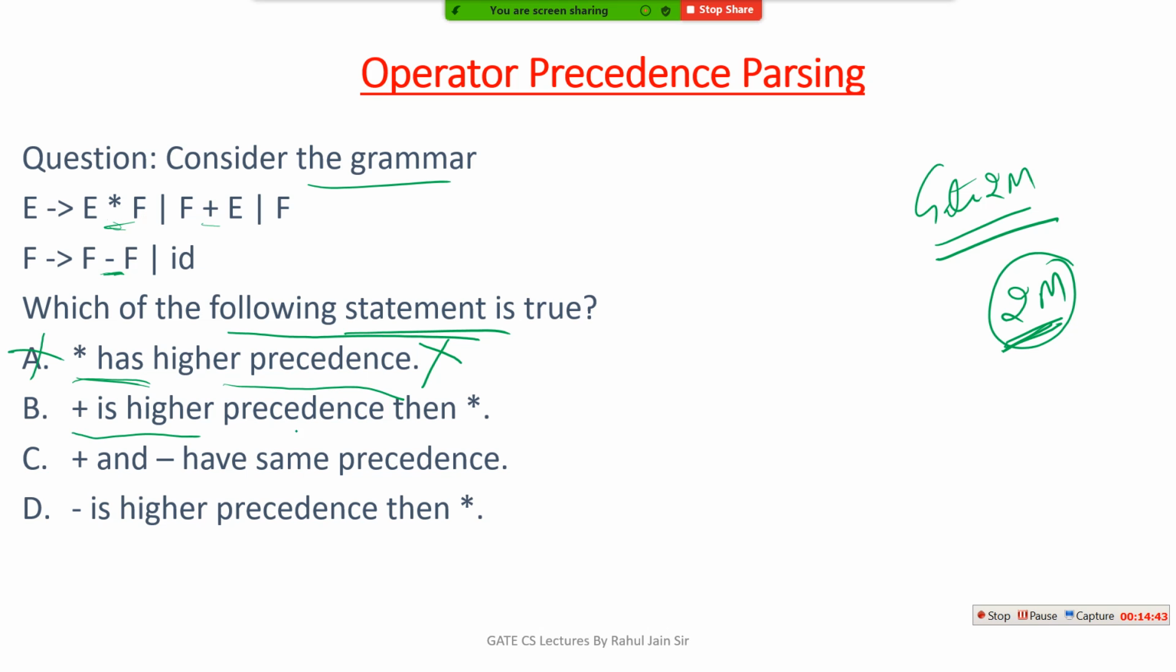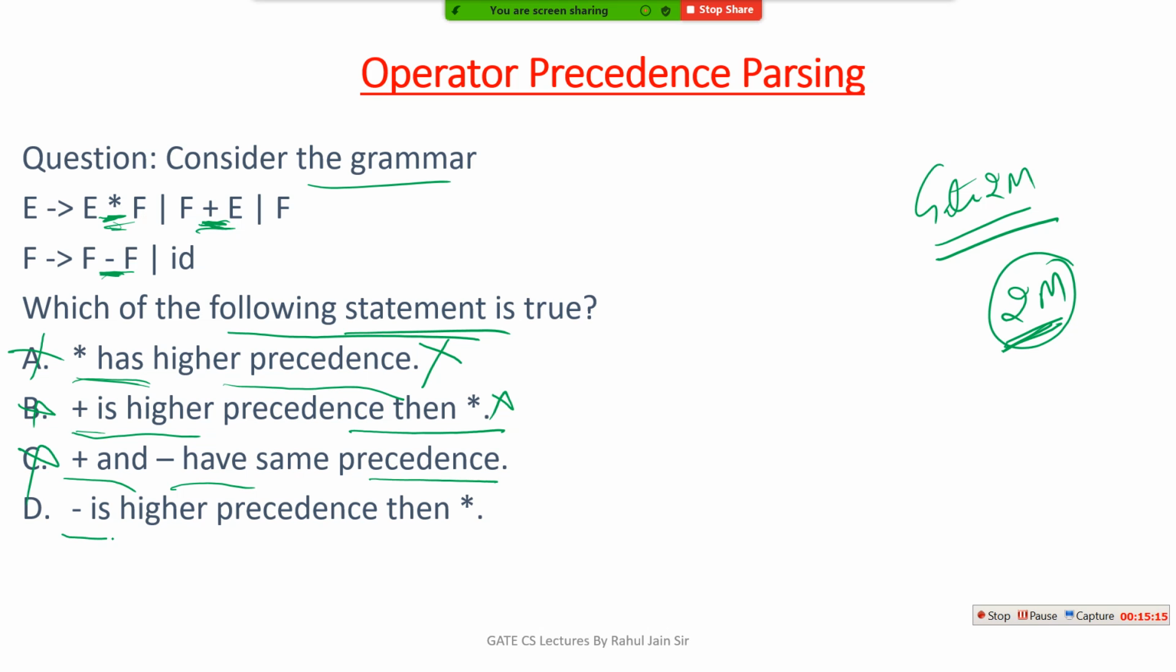Next statement, plus has higher precedence than star. So plus and star, we can't conclude which one has higher precedence because both are on the same level. So it is a false statement. We can't say universally that plus is higher. That is why it is false. Statement C, plus and minus have the same precedence. Plus is on the upper side, subtraction is on the bottom side. That is why subtraction has higher precedence than plus. So it is again false.